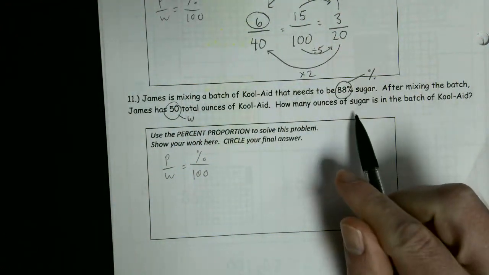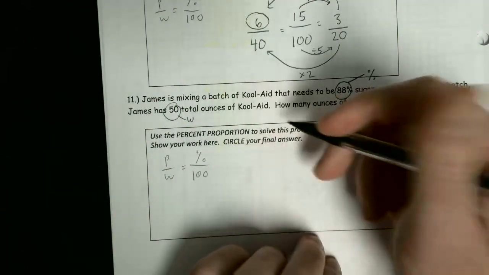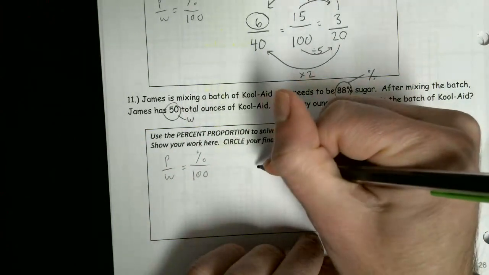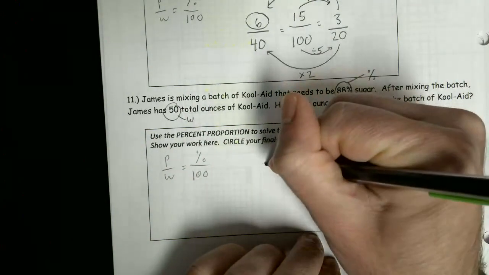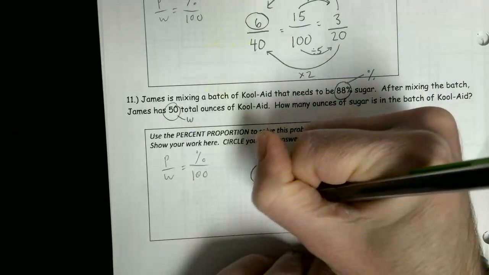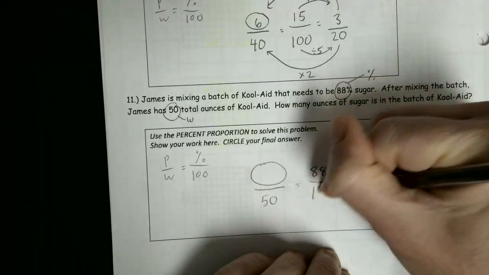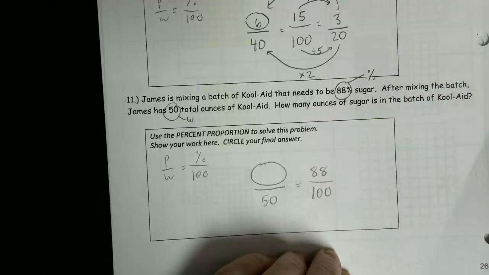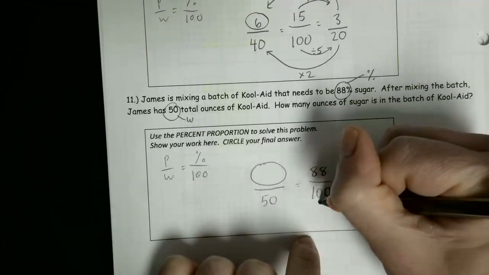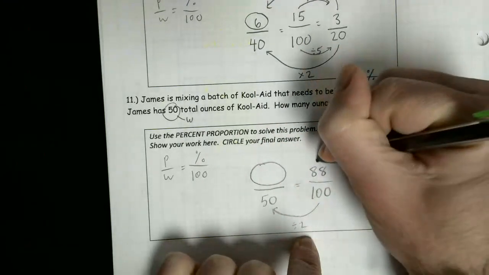That would be the whole. We're looking for the part that is sugar. Okay, 88% sugar seems like an extreme amount. All right, so we're missing the part again. So you seem to be missing the part a lot. 50 is the whole. 88 out of 100. All right, well, I'm feeling pretty good about this because we can get right from 100 to 50 by dividing by 2.